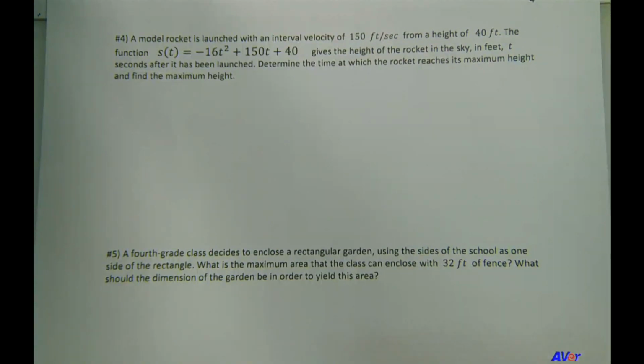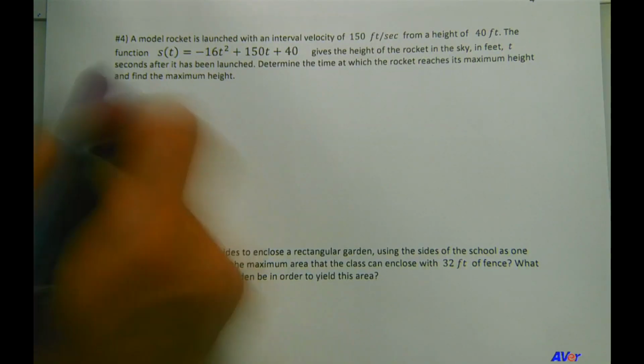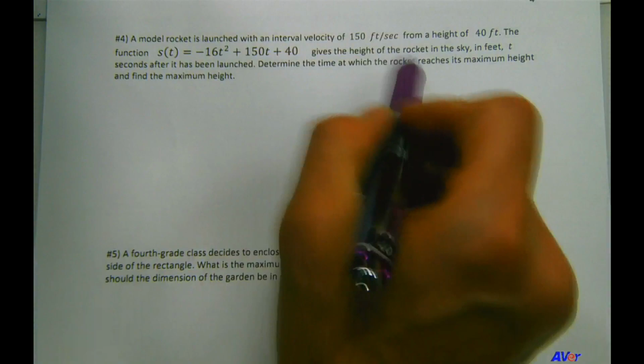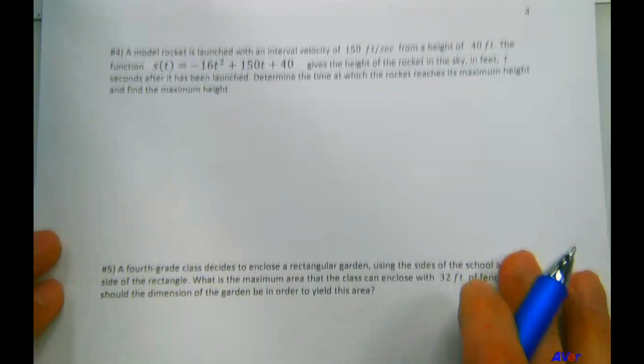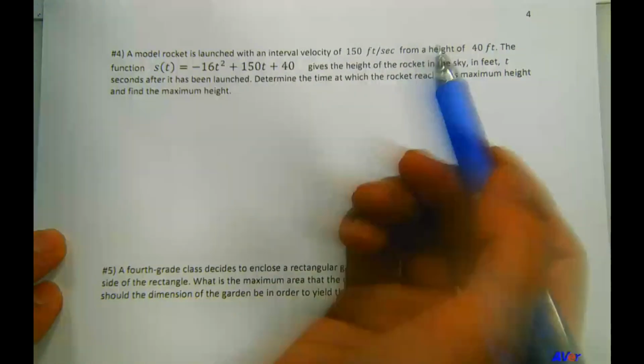Next, we have a few word problems that will be based on the skills we worked on in this section. So let's read this one. It says a model rocket is launched with an initial velocity of 150 feet per second from a height of 40 feet. The function given to us gives the height of the rocket. That's the height, so let's label this. This comes to us from physics.